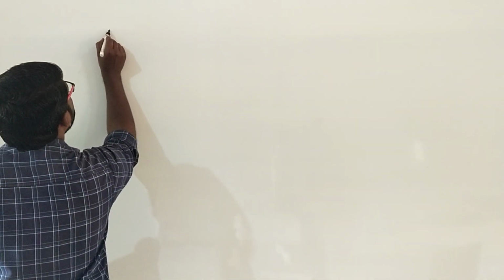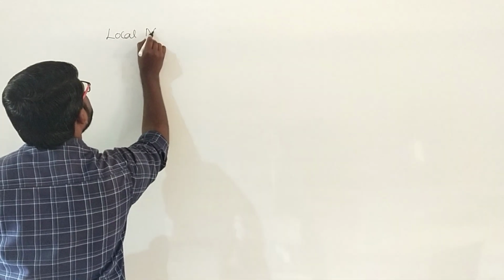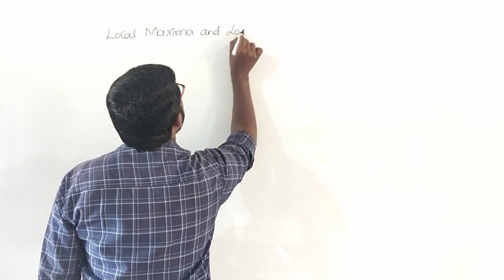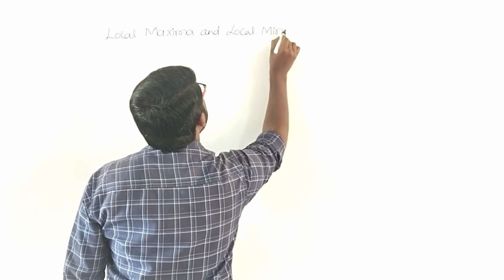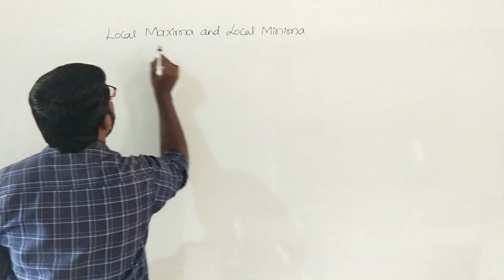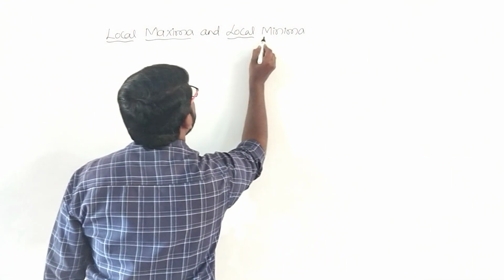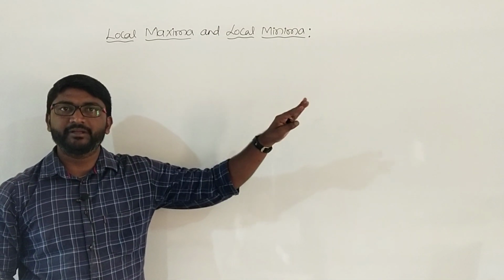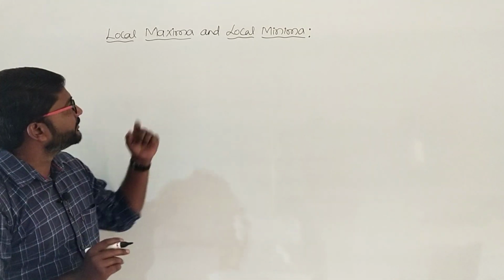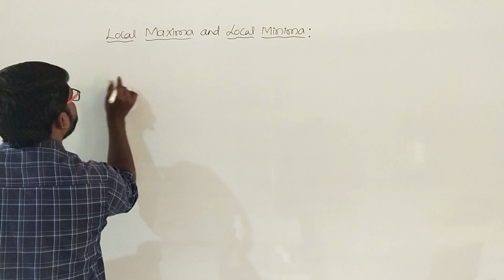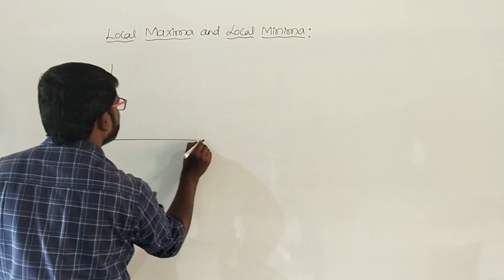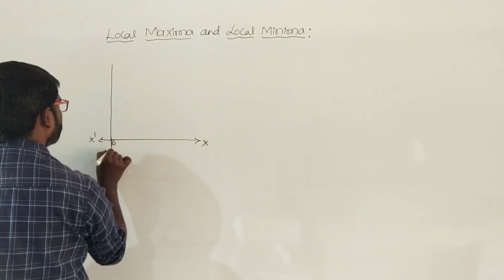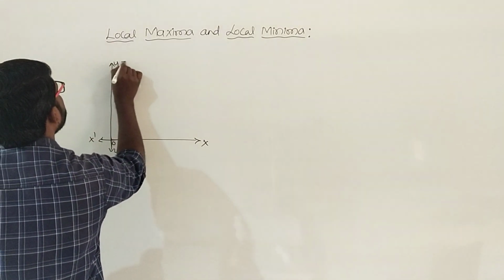Local maxima and local minima. After this we are going to study about global maxima, global minima, or absolute maxima, absolute minima. So here again I will consider the same graphs. This is y, which is equal to f of x.